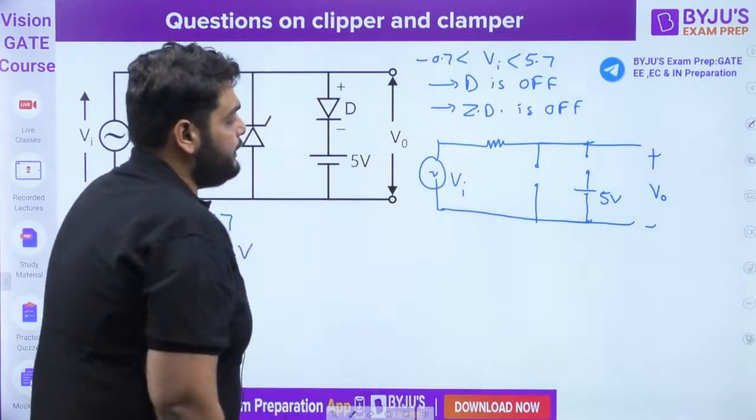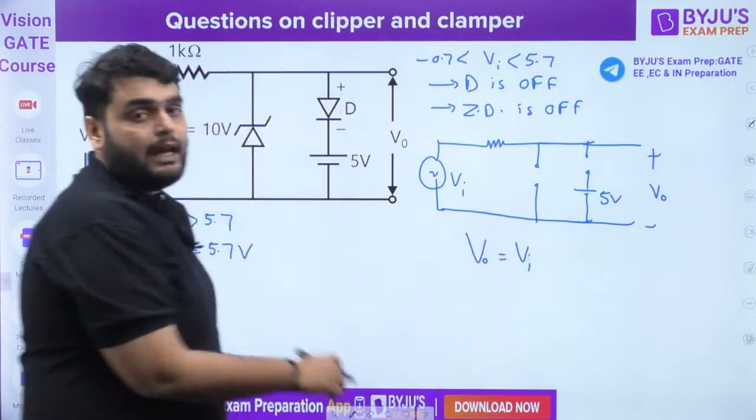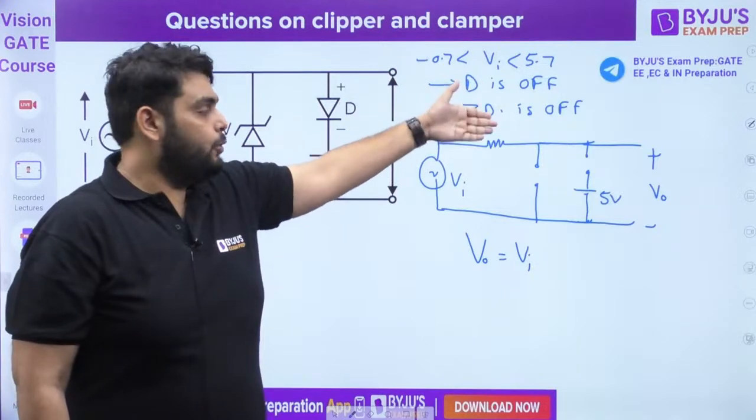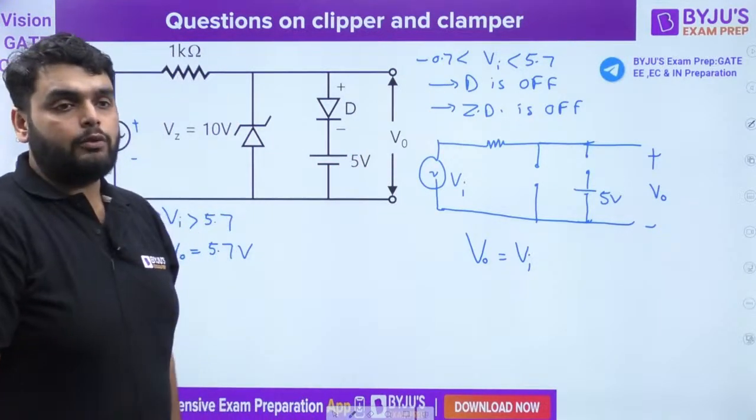Okay. So what can I say here? Output voltage is equal to input voltage because there is no current flowing here. There will be no drop across the resistor. So simply I can say output voltage is equal to input voltage.